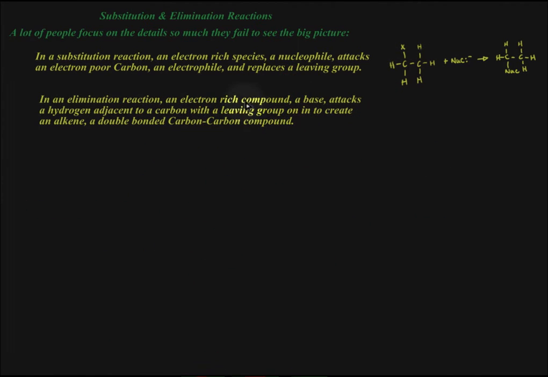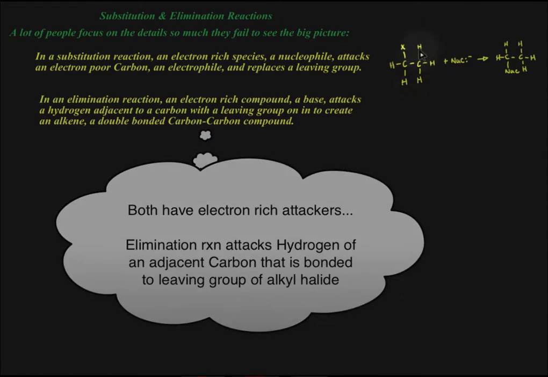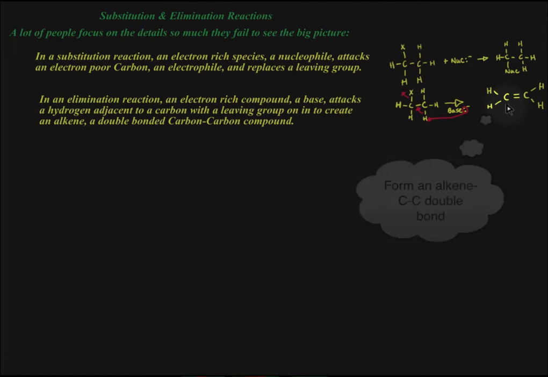The elimination reaction is a little different. Our electron-rich compound could be the same exact compound as we had over here, okay? But instead of attacking this electron-poor carbon, we're going to attack a hydrogen adjacent to it. E2 has to be anticoplanar, we'll discuss that later, but E1 can be this one here. We end up having the base come in, attack the hydrogen, leave the electrons behind, and form a double bond. They fill the p orbital and form a pi bond. You get an alkene, all right?